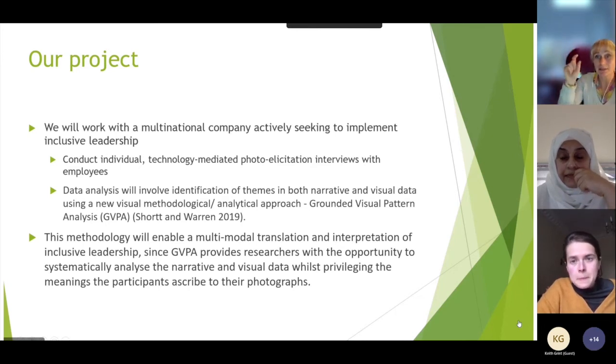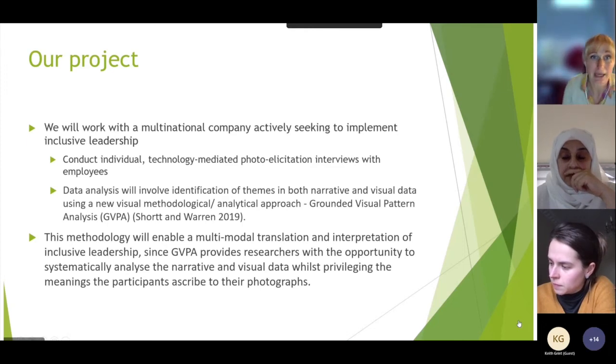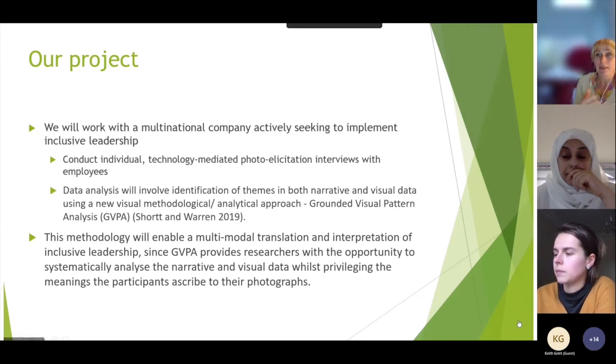There might also be patterns across different countries that have to do with the organization. That sort of deeper looking across patterns, across images, across the sense making that happened in the individual conversations, that then all together provides quite a rich picture. And that is what Harriet Short and Sam Warren have defined, and we're using their meaning as grounded visual pattern analysis.